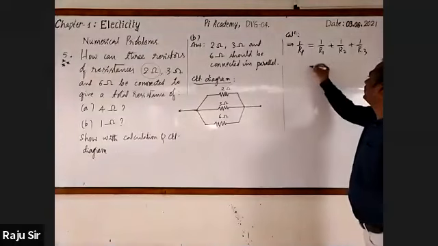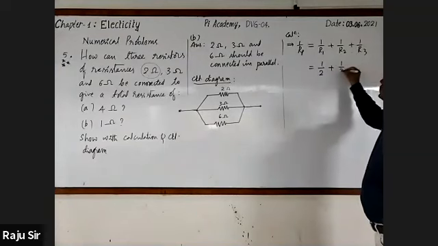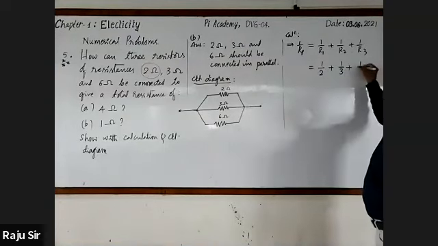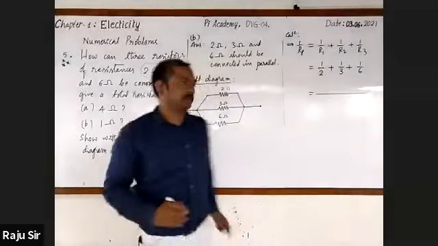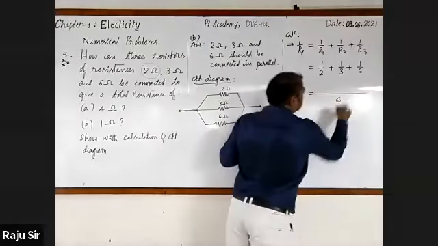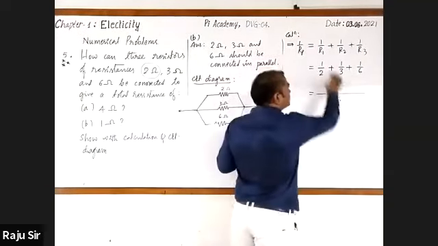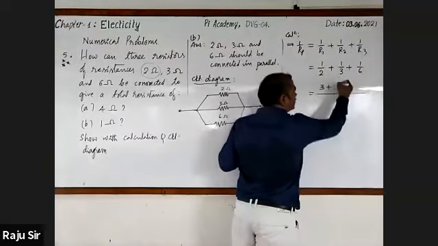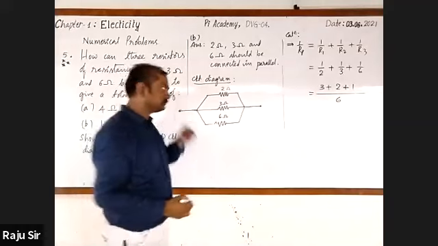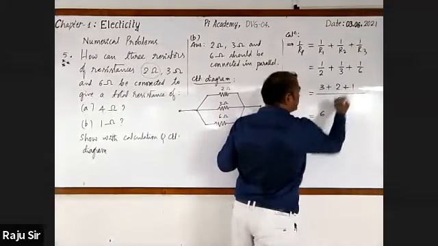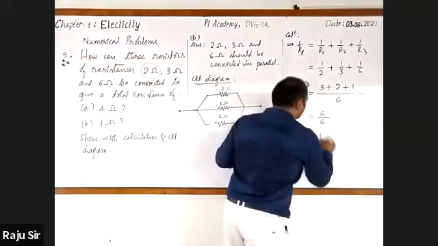Substituting, 1 by R_P is 1 by 2 ohm, R2 is 3 ohm, and R3 is 6 ohm. Take the LCM of all the 3 numbers. It is 6. Sudarshan, you are right. Very good. Multiply 6 with the first term, it is 3. Second term, it is 2. Third term, it is 1. Add the numerator terms. 3 plus 2 plus 1 is 6. Divided by 6. This is equal to 1.